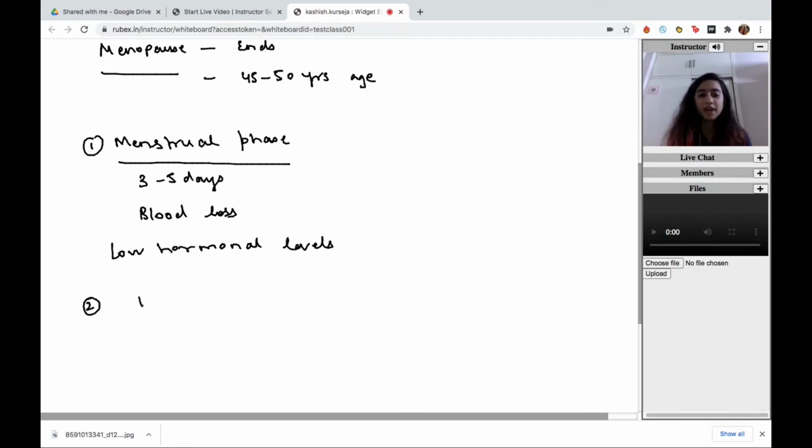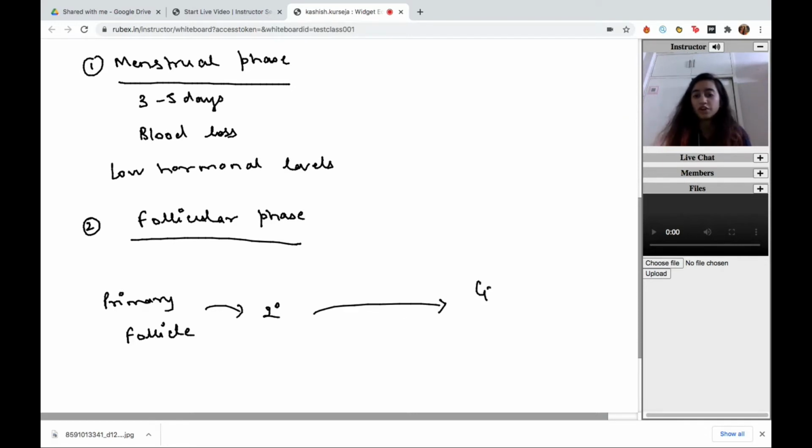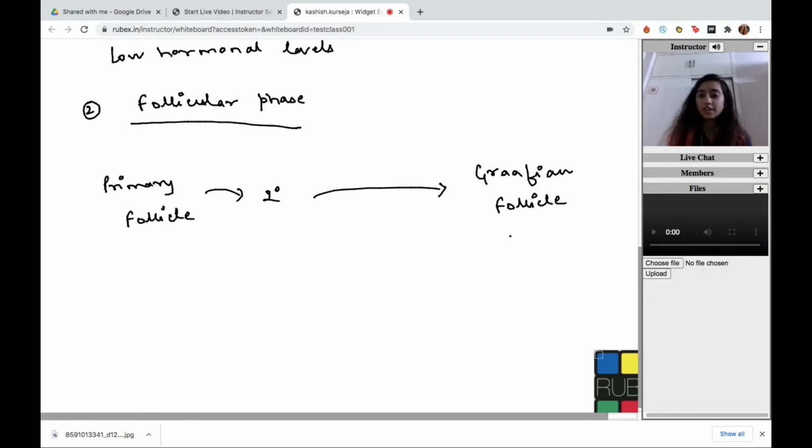After this, the second phase that we have is the follicular phase. What does this phase suggest? By the name, it suggests that the follicles will be developing during this phase. So for example, we have the primary follicle. We all know that the primary follicle undergoes different stages of development. It first changes into the secondary follicle, and by the end it has fully matured into the Graafian follicle, that is the fully matured follicle inside the ovary. So this is the phase where this occurs, and this Graafian follicle starts to secrete hormones.